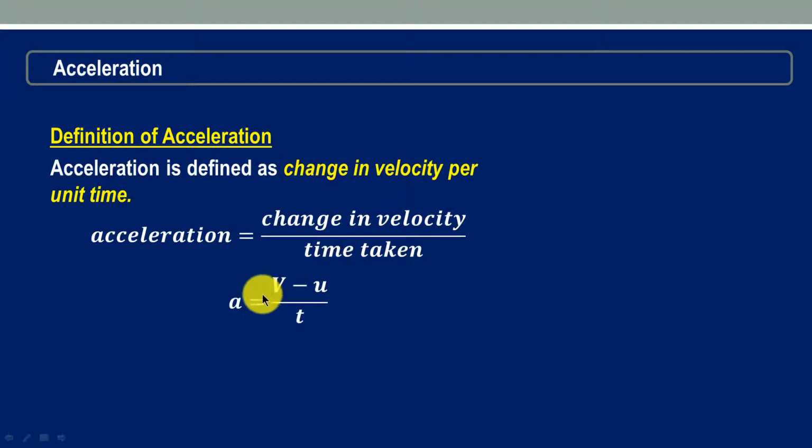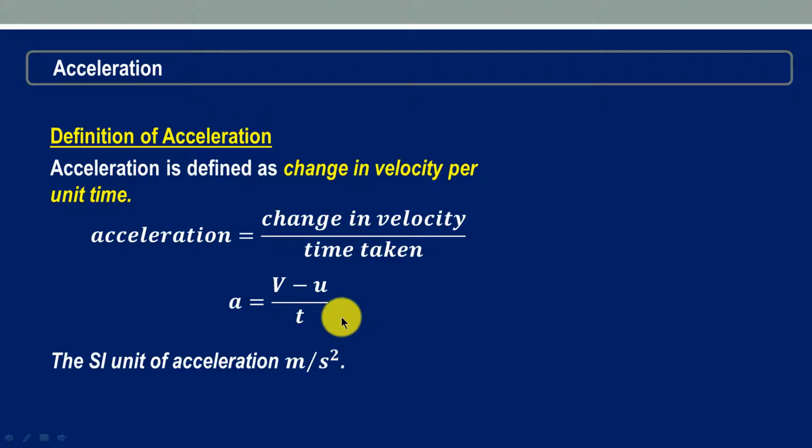So in symbols, it is written like this: a is equal to (v minus u) over t, where a is the symbol for acceleration, v is the symbol for the velocity that the object has after time t seconds, and u is the initial velocity. So to get the change, we simply subtract the initial velocity from the final velocity to find out how much the velocity has increased. In other words, acceleration is equal to the increase in velocity divided by time, so that we can get the rate at which that velocity is increasing.